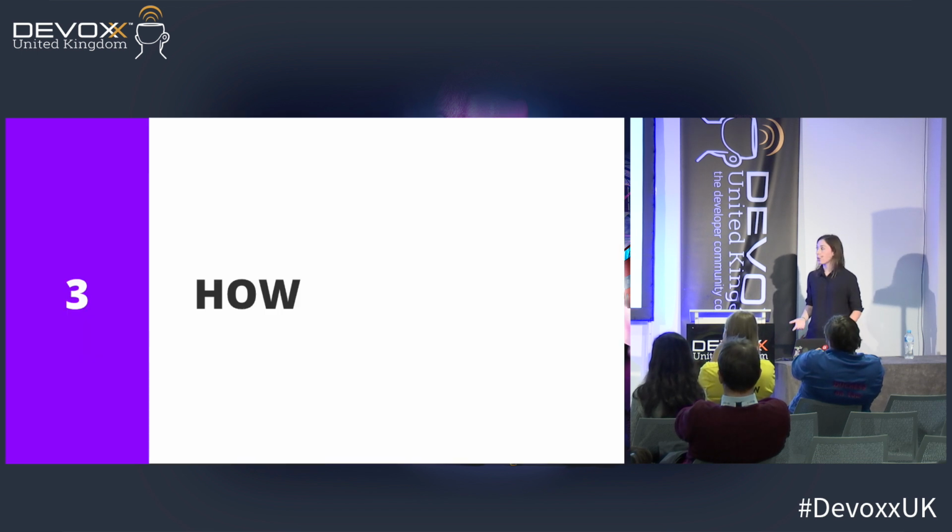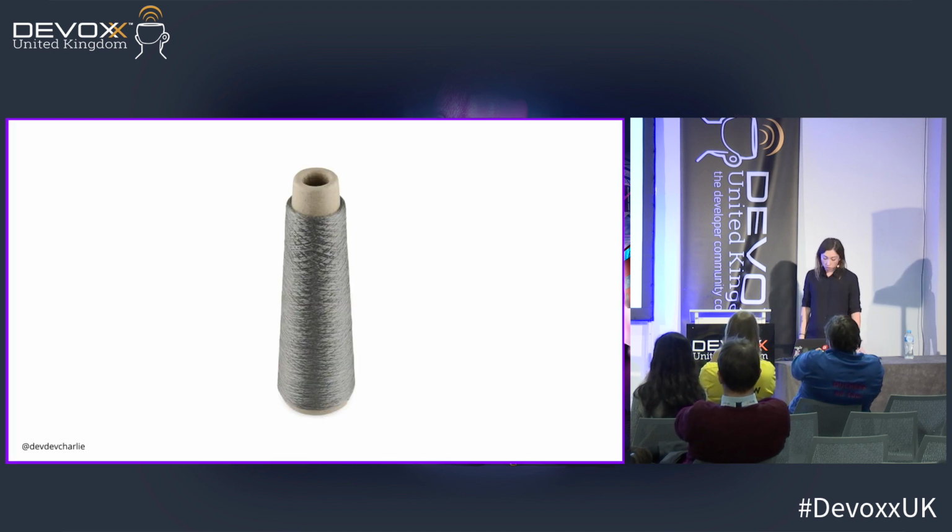So how does it actually work? We saw in the example that you can interact with textile, but how can you actually do that? It's just kind of as simple as this. And this is conductive thread.